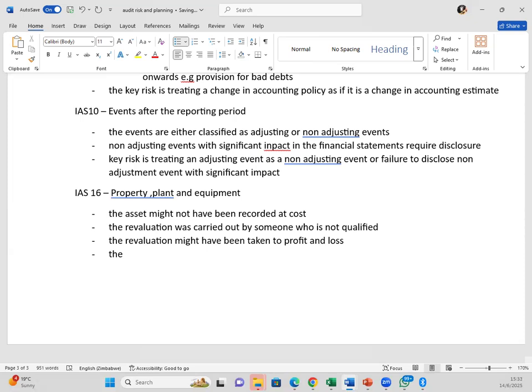Remember, depreciation is calculated from the date control is gained. From that date, we are able to use the asset. Not from the date we started using the asset, but from the date we are in control of the asset. So we can say that there is a risk of failure to account for depreciation.